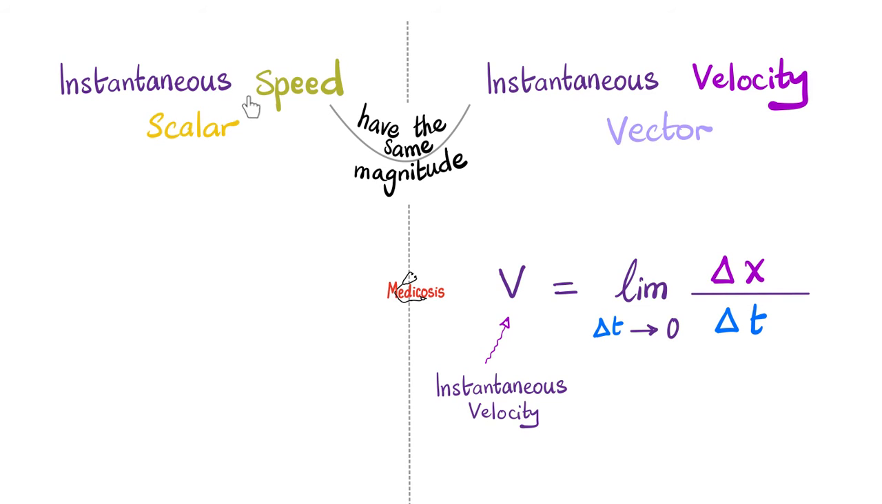But how about instantaneous speed and instantaneous velocity? Well, still, instantaneous speed is a scalar and instantaneous velocity is a vector. Both of these have the same magnitude. So the magnitude of instantaneous speed is the same as the magnitude of instantaneous velocity.